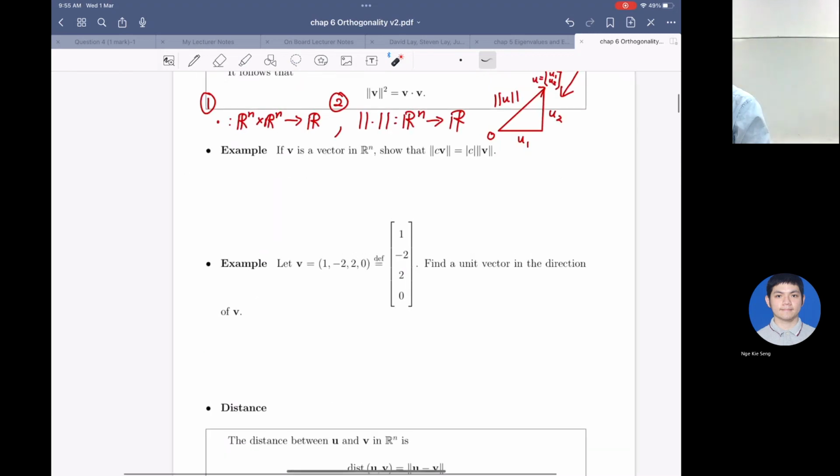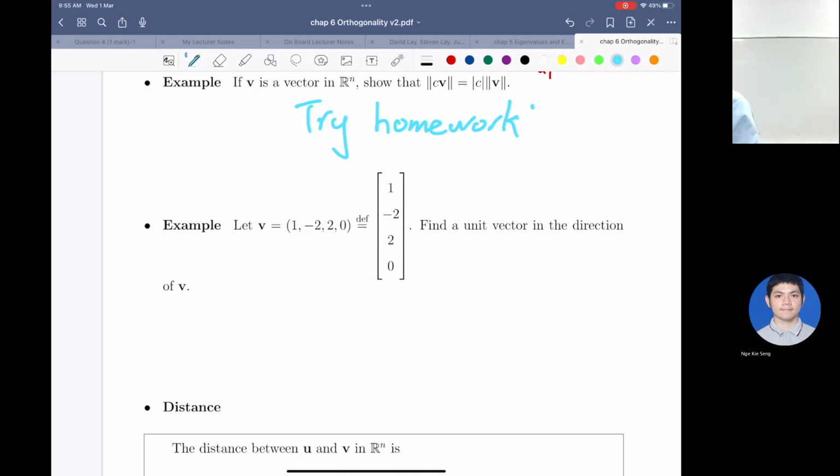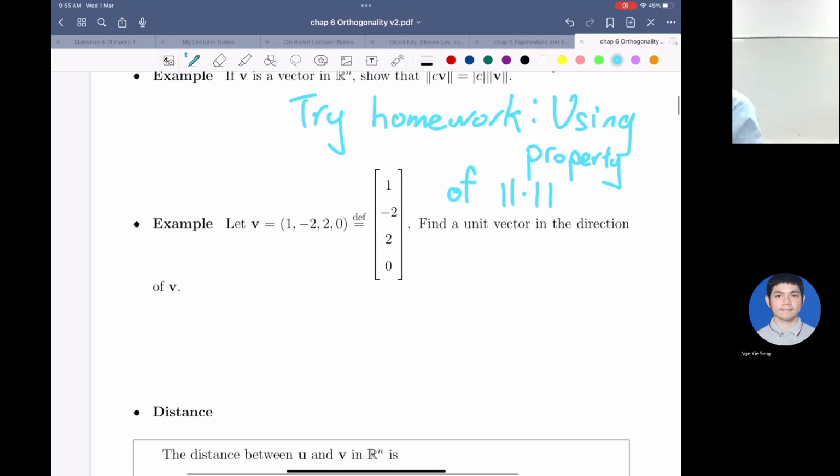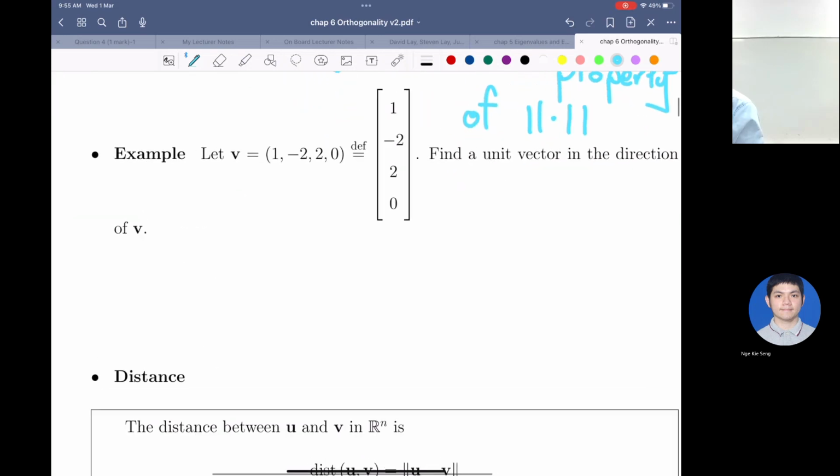For example, maybe this one I don't want to go into first. This one you can try as homework. If it is important, I will bring it out again. This is just using linearity, using the properties of the norm. Because I think you guys have had enough of this abstract stuff, so let's do something concrete here.